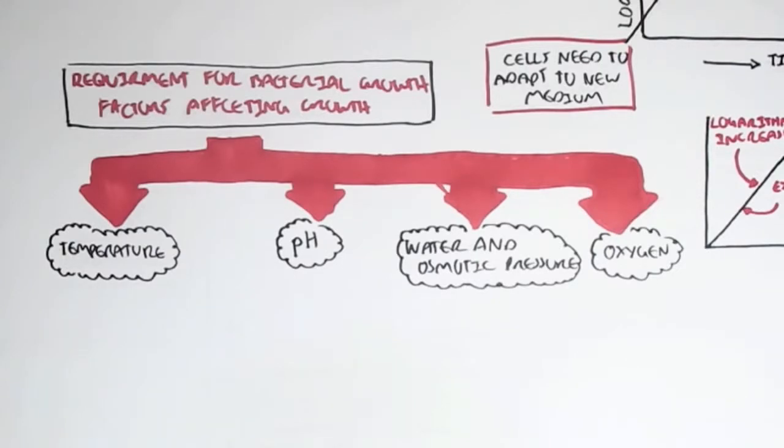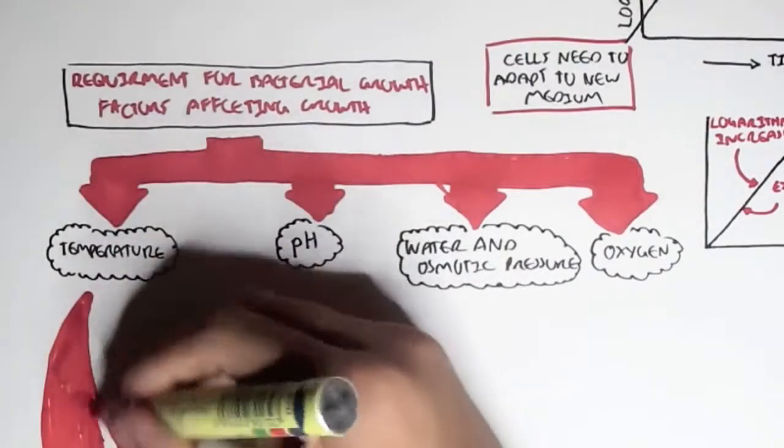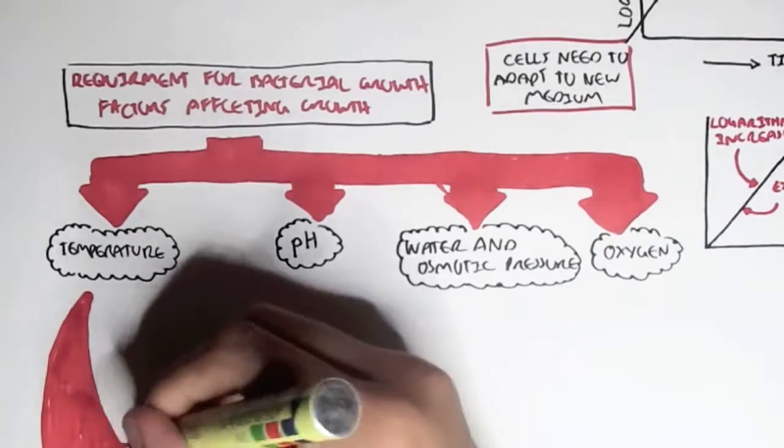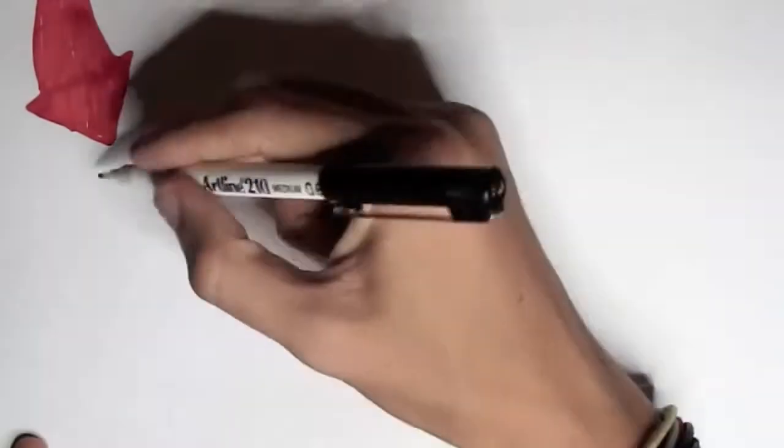Before we continue on with the requirements for bacterial growth, we have to understand that each bacteria is unique in that they require different temperatures, different pH, different oxygen concentrations for growth. And let's begin by looking at temperature first and see how it affects bacterial growth, by looking at a graph.